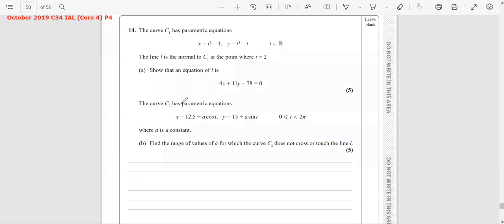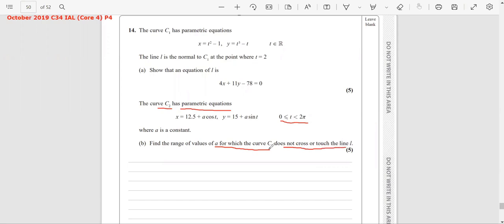So in part B, it says the curve C2 has parametric equations x is equal to 12.5 plus a cosine t, y equals 15 plus a sine t, where t is between 0 and 2 pi, where a is a constant. Find the range of values of a for which the curve C2 does not cross or touch the line L.